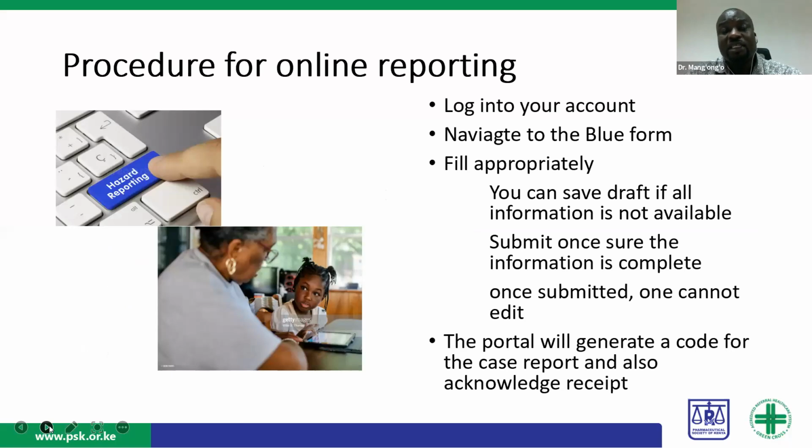So for online reporting, once you have logged in, of course, you'll navigate to the relevant form, that's the blue form, and you'll just fill it accordingly. And then the portal will generate a code. This code will be emailed back to you so that you can always follow it up, maybe A001 or something like that, that can be used for future referencing if it's necessary.